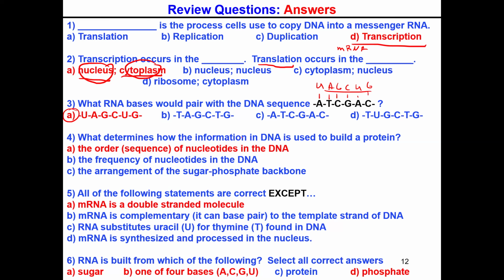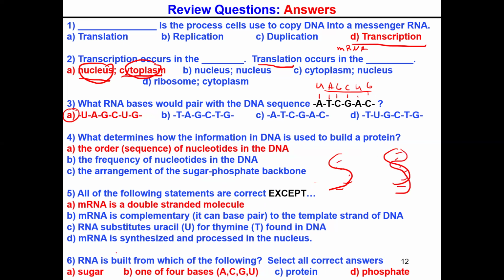What determines how the information in DNA is used to build a protein? It's going to be the order or the sequences of the nucleotides. Remember, our sugar phosphate backbone is important, but the bases themselves and the order of that is going to dictate how and what proteins are being produced. All the following statements are correct except mRNA is a double-stranded molecule. That is incorrect. Remember, RNA is going to be a single strand, so it's going to look something like this, versus DNA, which is double-stranded, something like that.